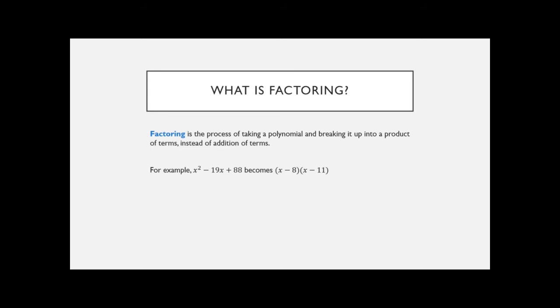I have an example of a polynomial here, x squared minus 19x plus 88. That's a polynomial. You just have a series of things added and subtracted, basically. They're split up with addition and subtraction. Factoring is taking something that looks like that and turning it into multiplication. So we have two things multiplied here: x minus 8 times x minus 11. You're just taking something and turning it into multiplication.